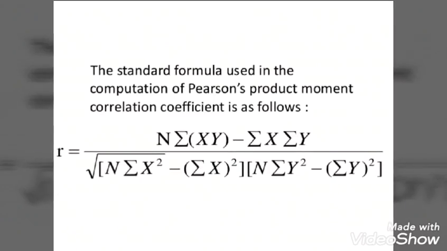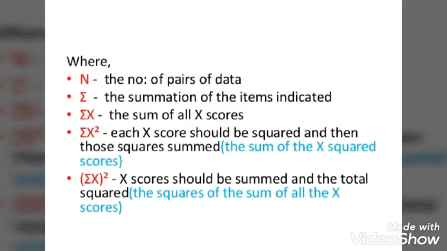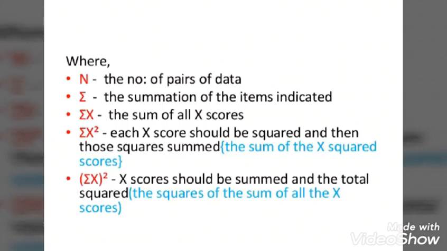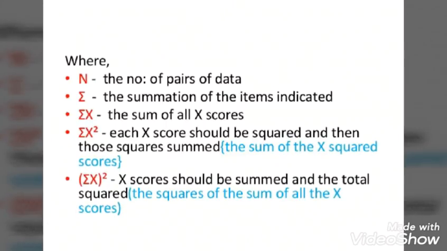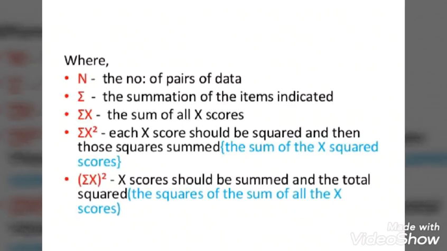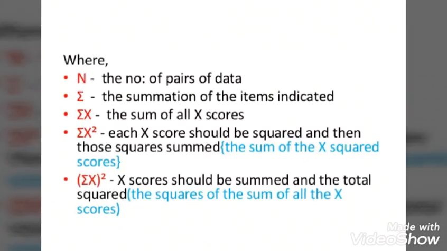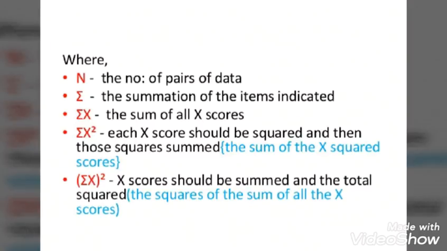We'll see what these values denote. So where n is the number of pairs of data, that means how many contents you are taking, that is the number of pairs of the data. Then sigma, the summation of the items indicated. Sigma x, the sum of x scores. So whatever value you will take as x, that sigma x is the total sum of all those scores.